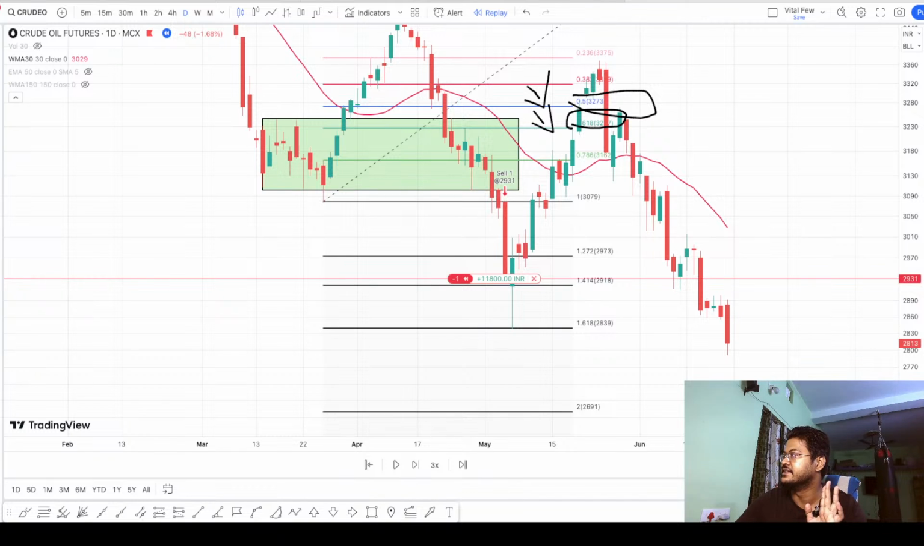I took a very late entry. It is not recommended, but as the trend was heavily bearish, I decided to go with it and take an extra risk. This is very risky.